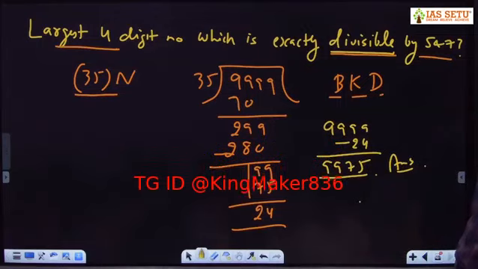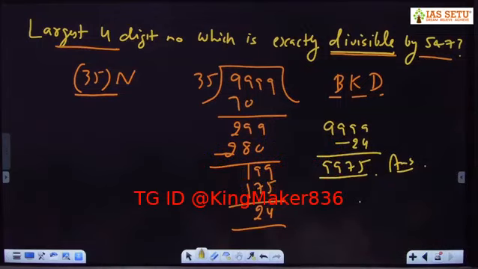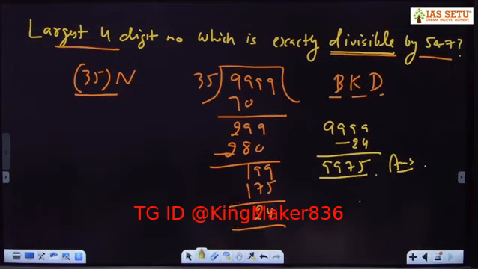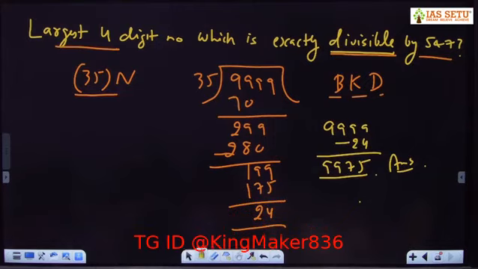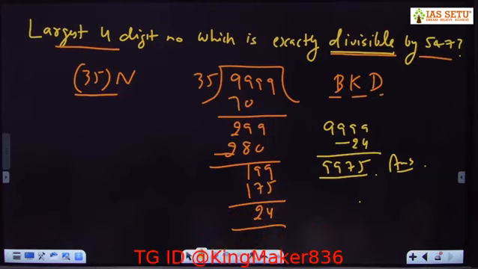So 9975 is the largest four-digit number which is divisible by 35. Divisible by 35 means divisible by 5 as well as 7. Let me solve one more question for you.